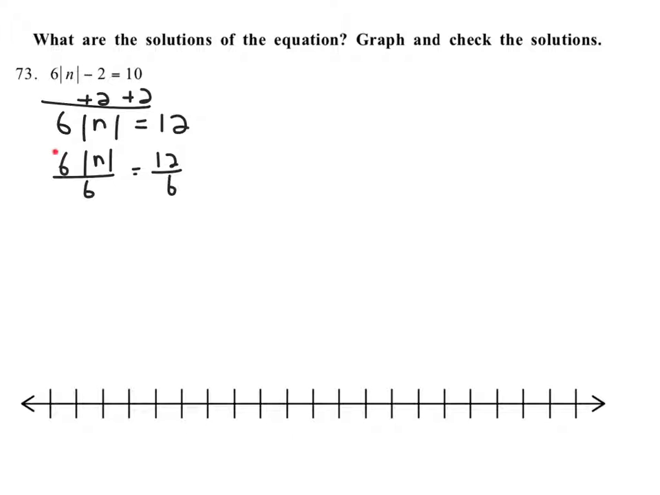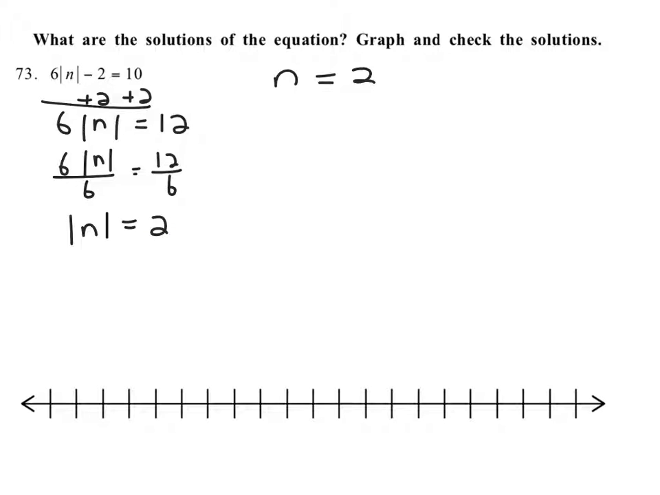The idea is that these cancel out. Don't drop the absolute value bars right now. It still says absolute value of n is equal to 2. Now it is possible for an absolute value to equal 2 because it's a positive number. And so now, at this point, this is what we always do with these types of problems. Once you get it down to the absolute value part, you take what's inside. There's an n inside. You take what's inside and you set it equal to the number that's here, 2.